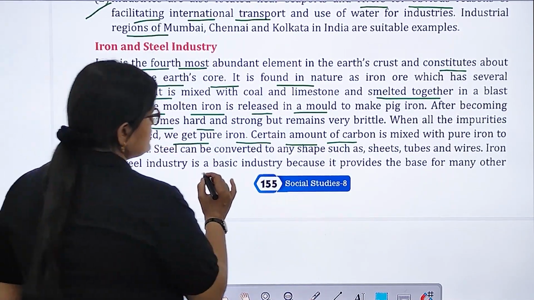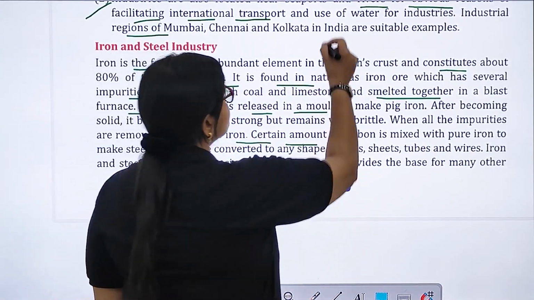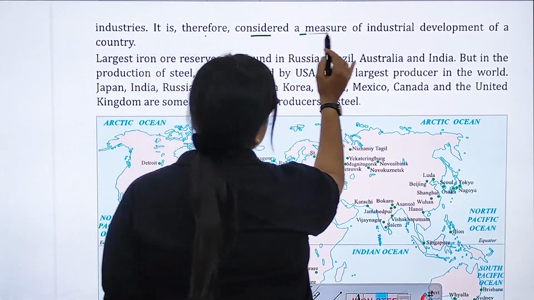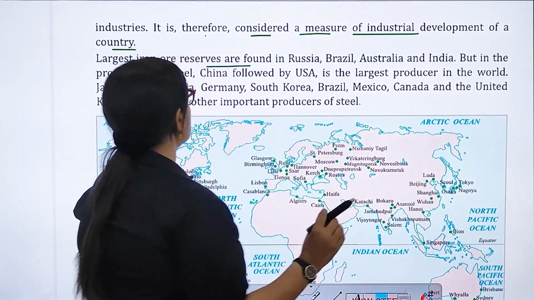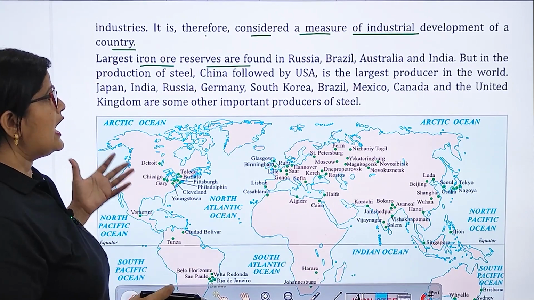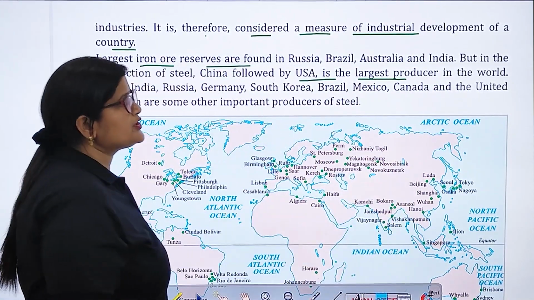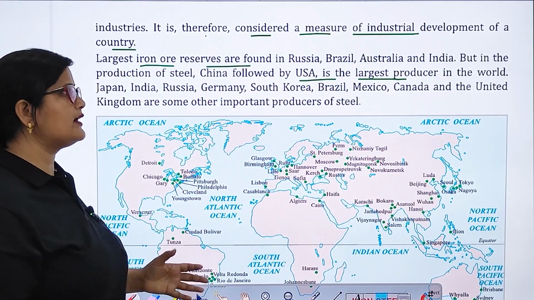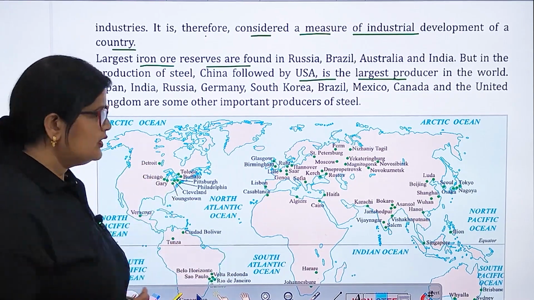The iron and steel industry is a basic industry because it provides the base for many other industries. It is therefore considered a measure of industrial development of a country. The largest ore reserves are found in Russia, Brazil, Australia and India. But in the production of steel, China followed by USA is the largest producer in the world. Japan, India, Russia, Germany, South Korea, Brazil, Mexico, Canada and the United Kingdom are some other important producers of steel.